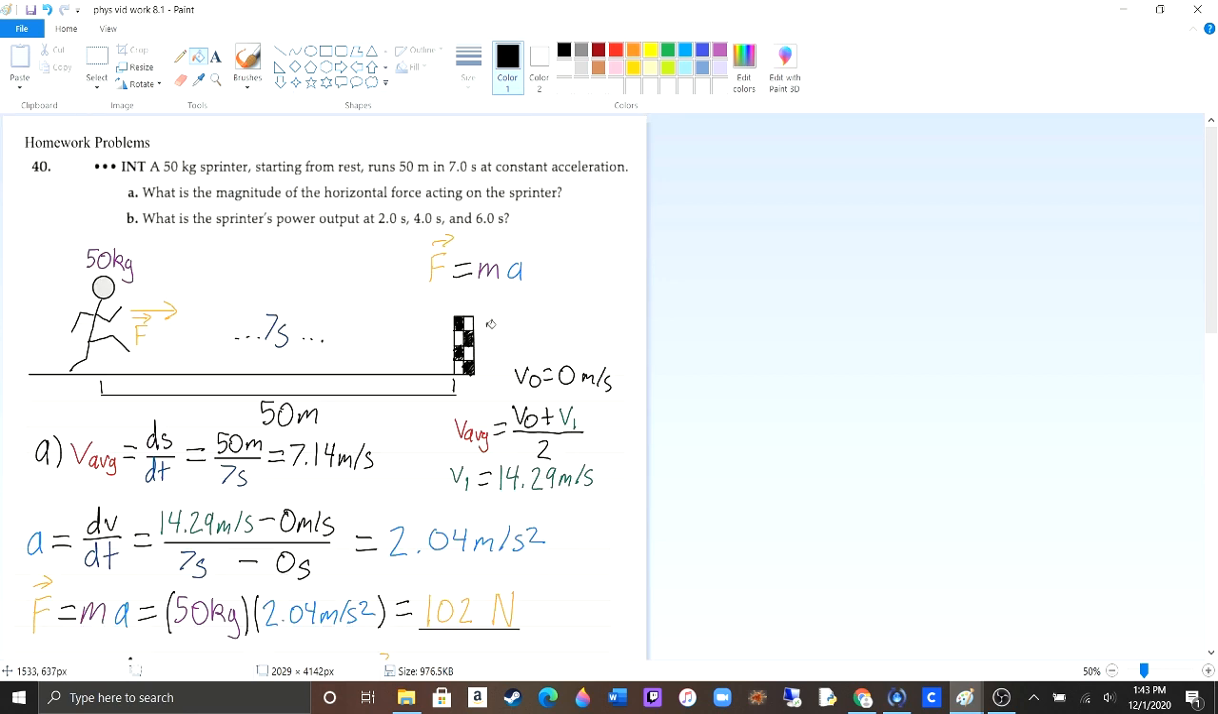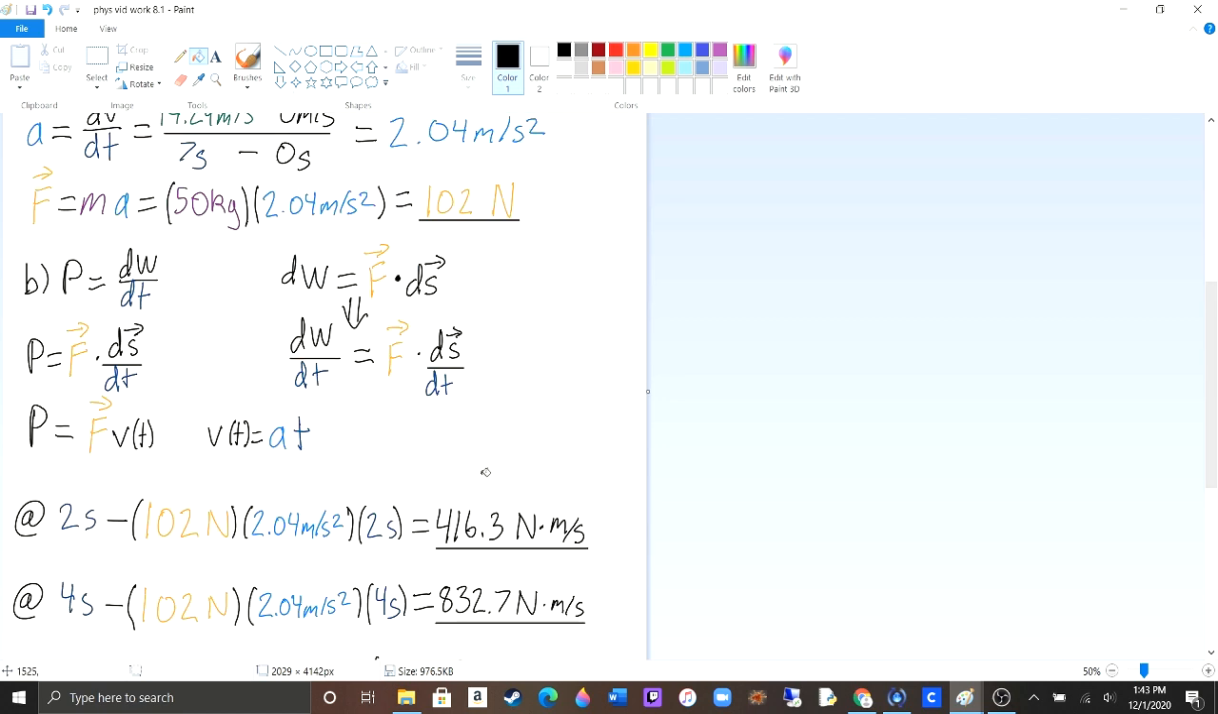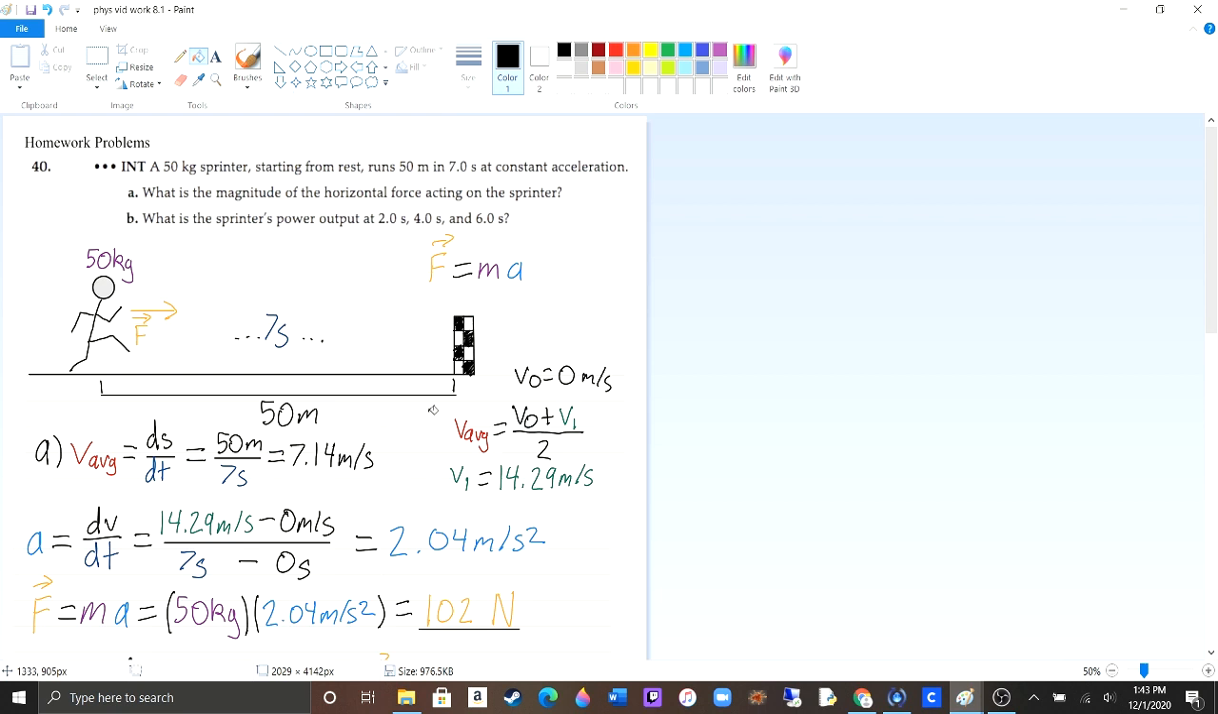So this problem relates to obviously force as well as work and power, because we're having to solve for all of that to find our final answer.